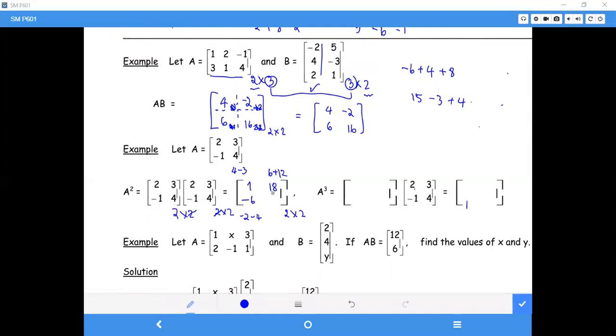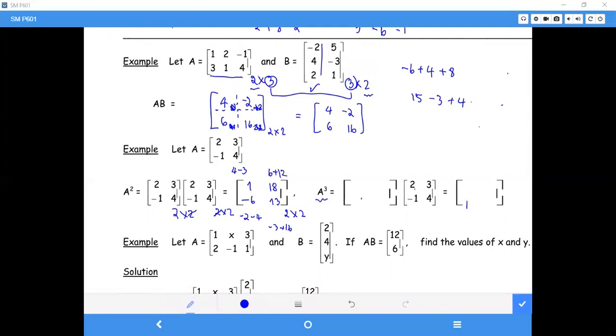Right? Okay, next one, the last one, row 2, column 2. So we go quickly like this row and that column. So we are going to have negative 3, right? I'm going to write it here, negative 3. And then 4 times 4 is 16. That is 13. Yeah, finished now, right?